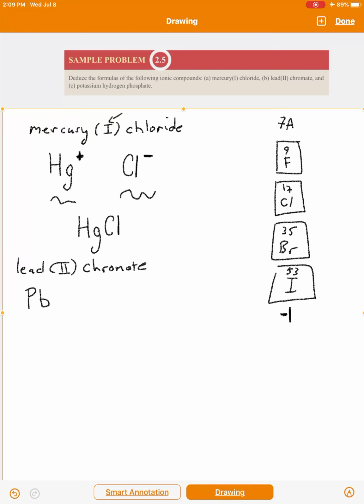Pb for plumbum. Plumbers use lead, so that language is still in there. That's the Latin form of lead. We use that symbol just like we do for mercury.